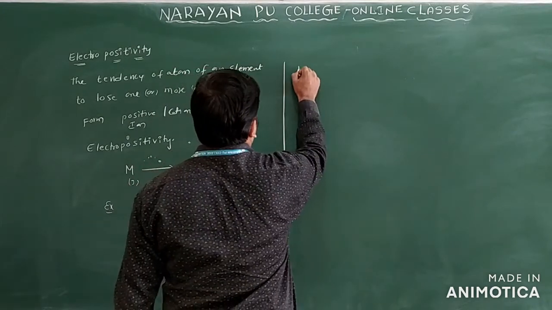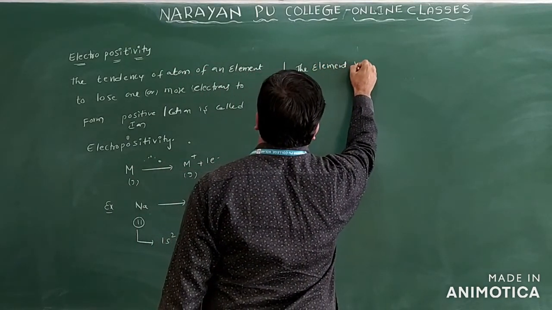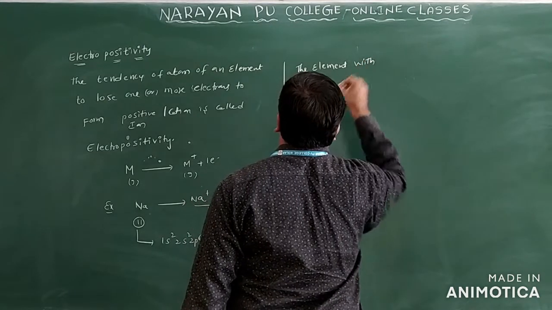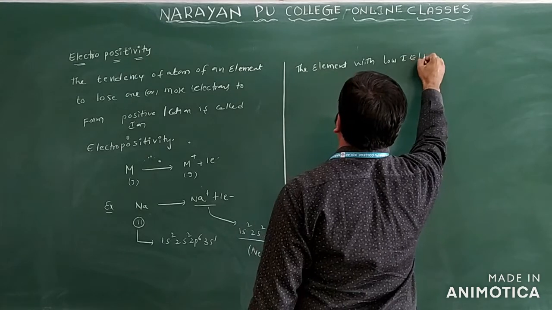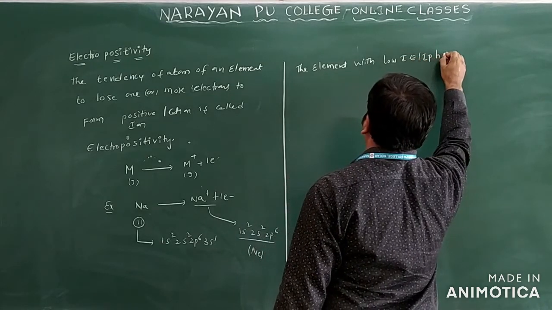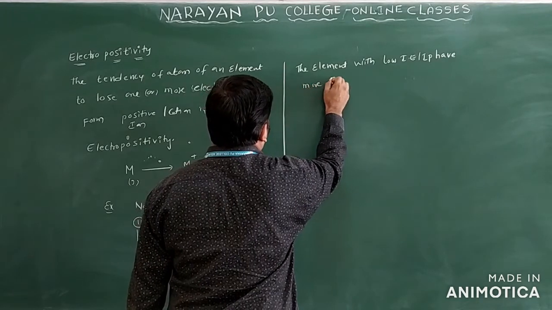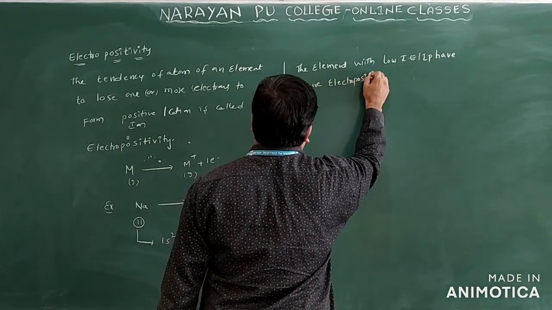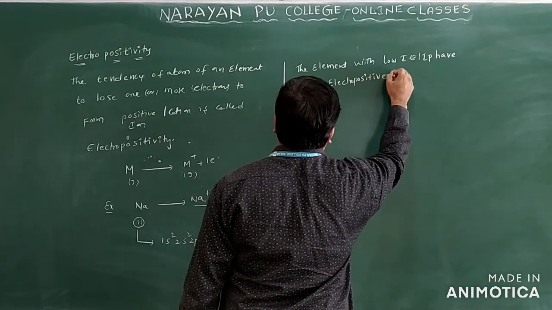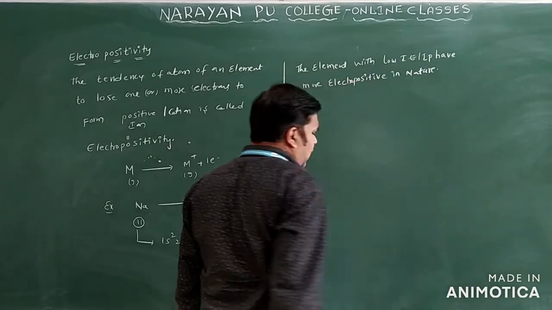Elements with low ionization energy or ionization potential have more electropositive nature only. Already told you why.